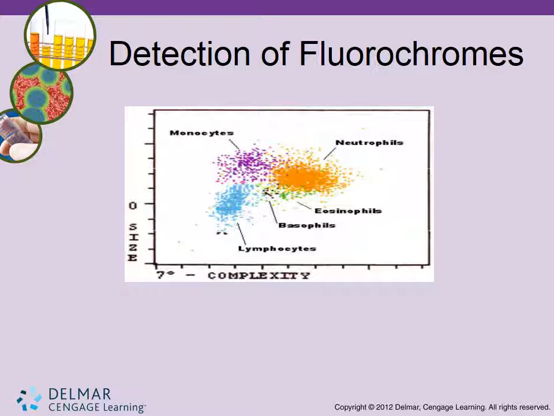When we're using fluorochromes, this type of analyzer uses a laser beam with a specific wavelength of light, and it's going to excite the fluorochrome that is attached to the cell. The fluorochrome is going to emit a light at a longer wavelength. The light is then detected, measured, and quantified. The intensity of the emitted light is proportional to the amount of fluorochrome attached to the cell. And your computer software analyzes the data and then generates a scatter plot.